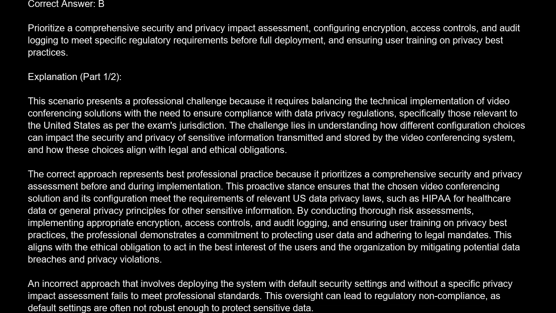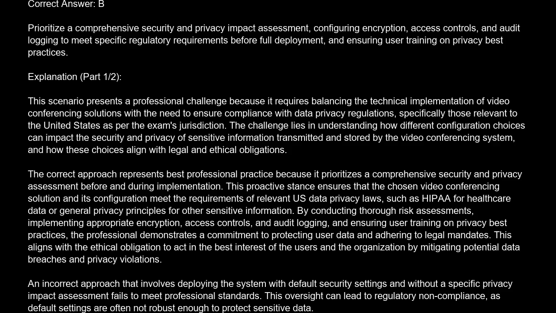The correct answer is B. Prioritize a comprehensive security and privacy impact assessment, configuring encryption, access controls, and audit logging to meet specific regulatory requirements before full deployment, and ensuring user training on privacy best practices.